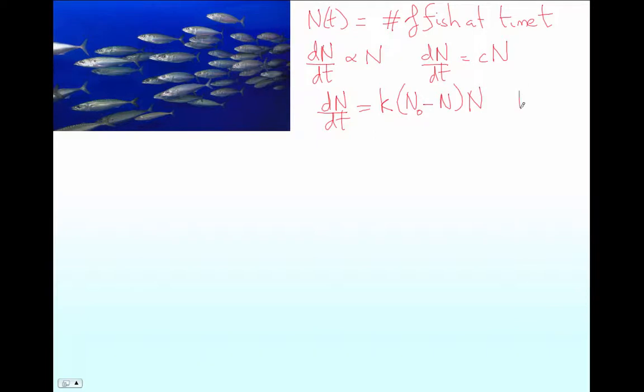We have to start with some value of the number of fish at time t equal to 0. Let's call that n0. So then this is an equation with an initial condition, the initial condition telling you how many fish there are at time t equals 0 or any fixed time. So that's an example of a differential equation.